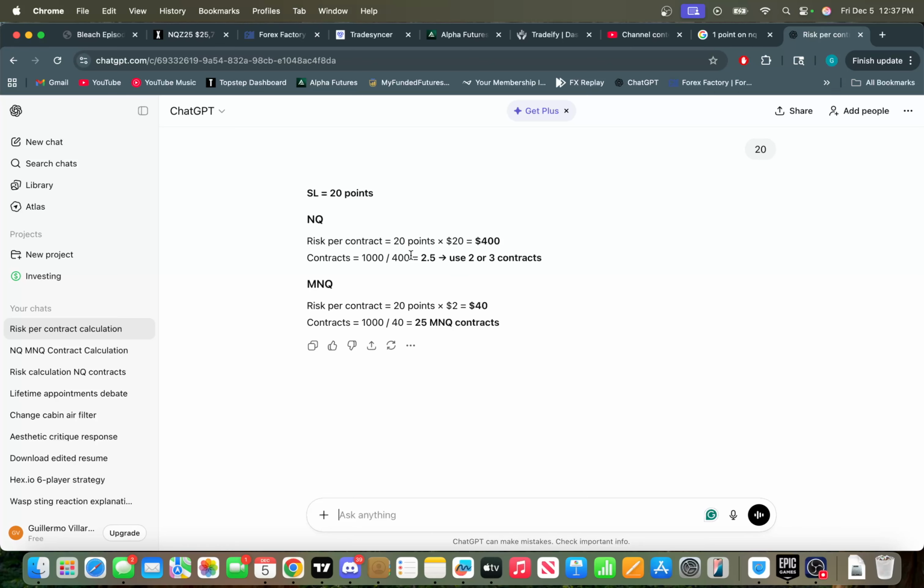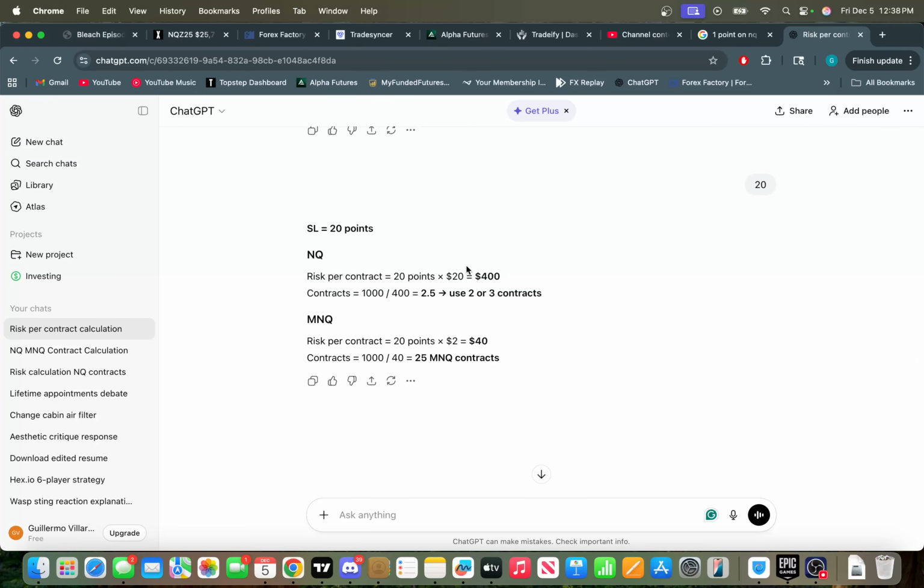So obviously you can't do 2.5 contracts on NQ. You can either do 2 or 3. If you want to be over risked, you can do 3. If you want to be under risked, you can do 2. And the best way though would probably be with MNQ. You can do 25 MNQ contracts to be able to do the 2.5. So in this case, I would do MNQ, do 25, and you're risking perfectly 1,000.